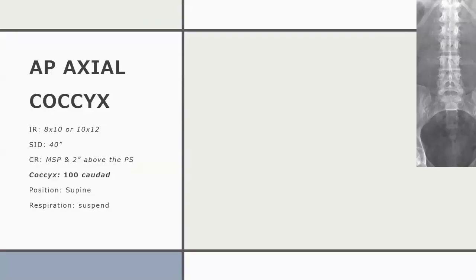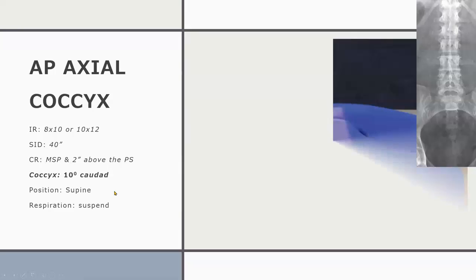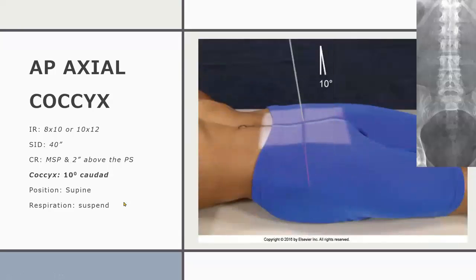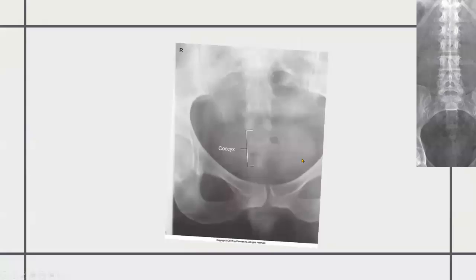For the axial AP of the coccyx, 8x10, 40-inch SID, 10-degree caudal angulation, centered 2 inches superior to the pubic symphysis. 2 inches above the pubic symphysis, 10-degree caudal angulation. Suspend the respiration. So note that the 10-degree caudal angulation is centered exactly at the same point.